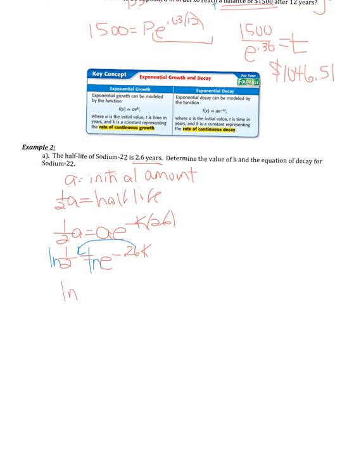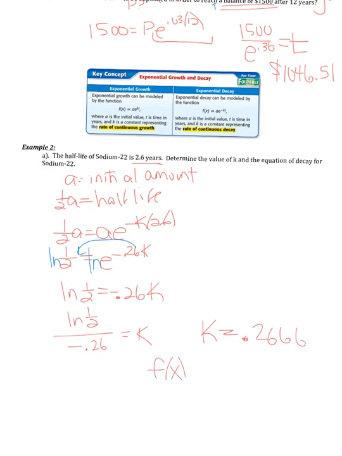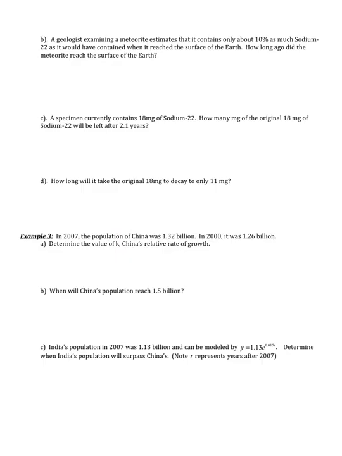So I'll get the natural log of half, or 0.5, equals negative 0.26k times ln of e, which is just 1. So my calculator ready form would be the natural log of half divided by negative 0.26 equals k, and k will come out to be approximately 0.2666. And so we will use that for our equation, f of x equals a e to the negative 0.2666t, and we'll need that formula for the remaining questions.